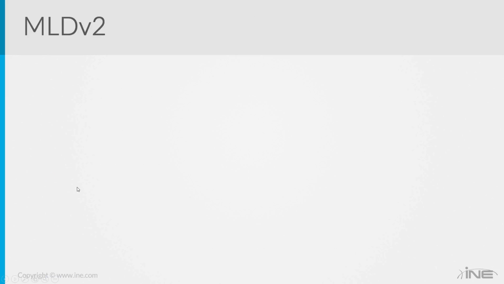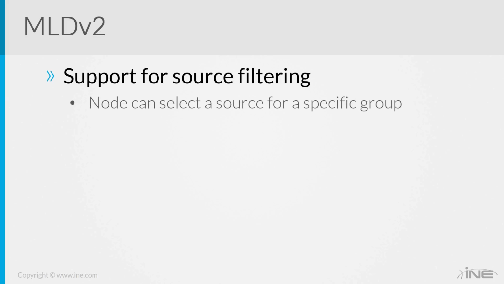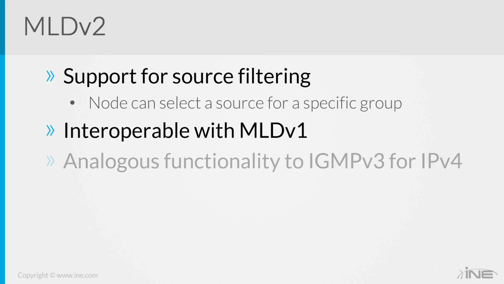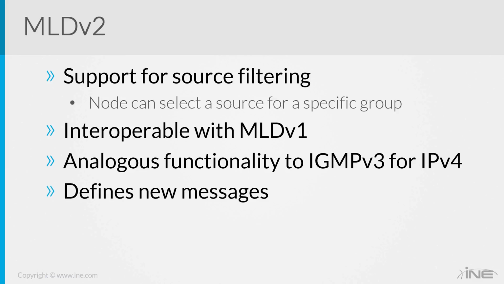Now, MLD version 2 is slightly more enhanced, like IGMP version 3. Support for source filtering. A node can select a source for a specific group. Interoperable with version 1, which means it's backwards compatible. Analogous functionality to IGMP version 3 for IPv4, and defines new messages.